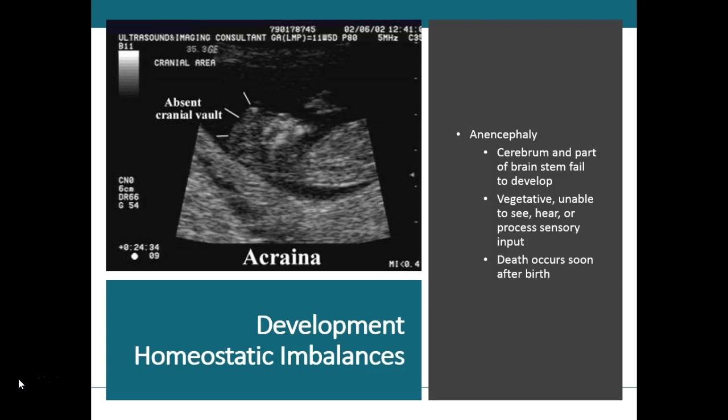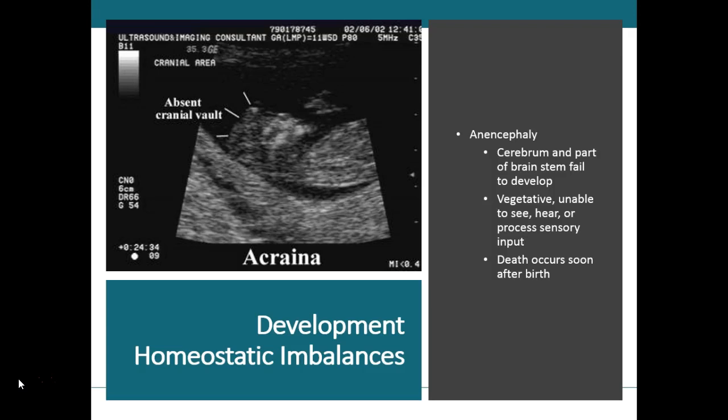A very sad but usually fatal condition is anencephaly or acrania. So a means without, so without a head, or an means without. Now, it's not necessarily meaning there's not a head, but it does tend to mean that a part of the brain and the cerebrum have failed to develop.